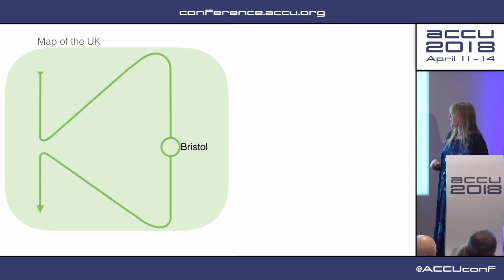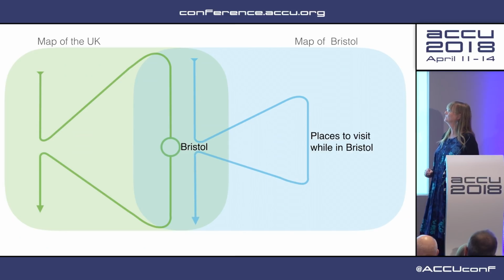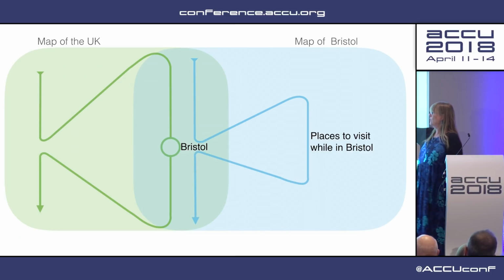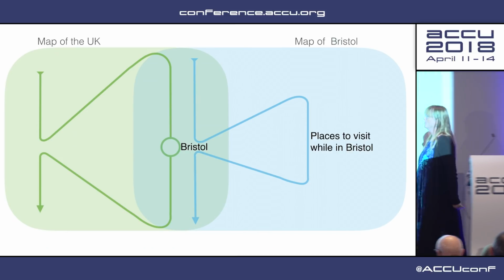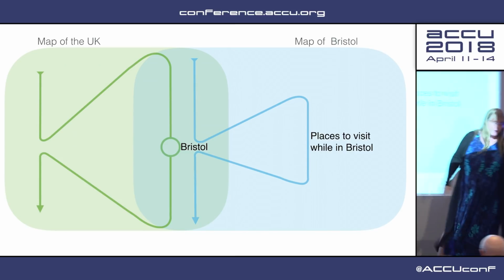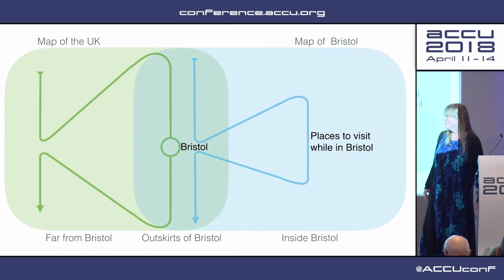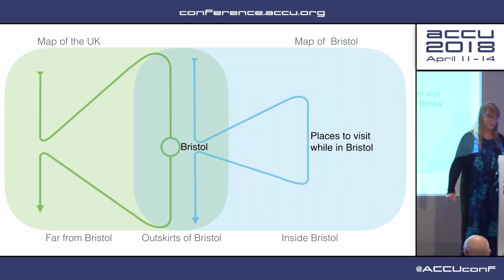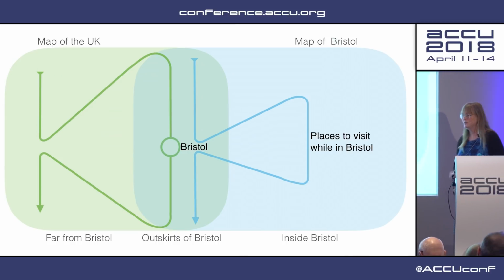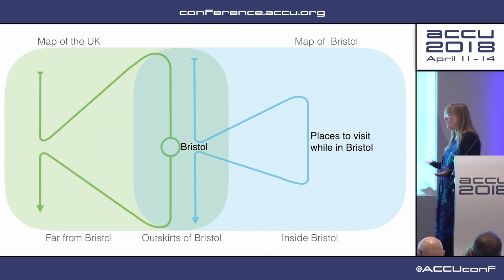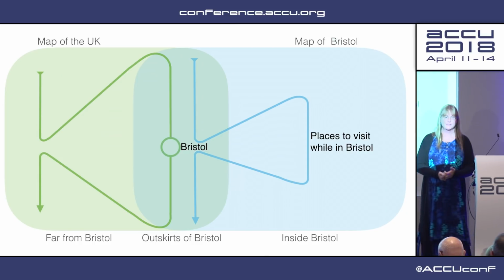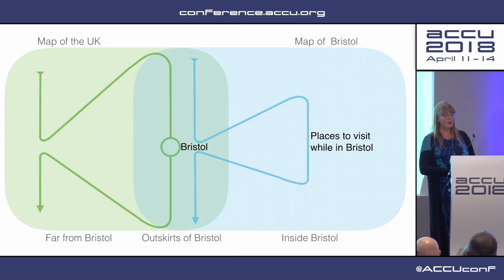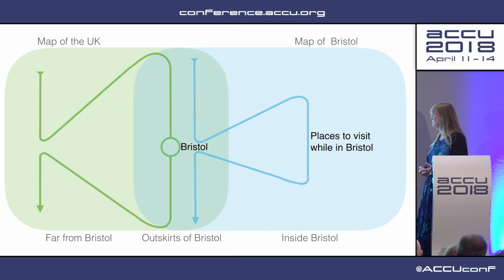So I got out a different map of Bristol. And I plotted a course to the places I wanted to visit while in Bristol. And I made sure that in this area in between where they overlap, which I will call the outskirts of Bristol, I made sure that I took the same course on both maps, because otherwise I could get very confused.